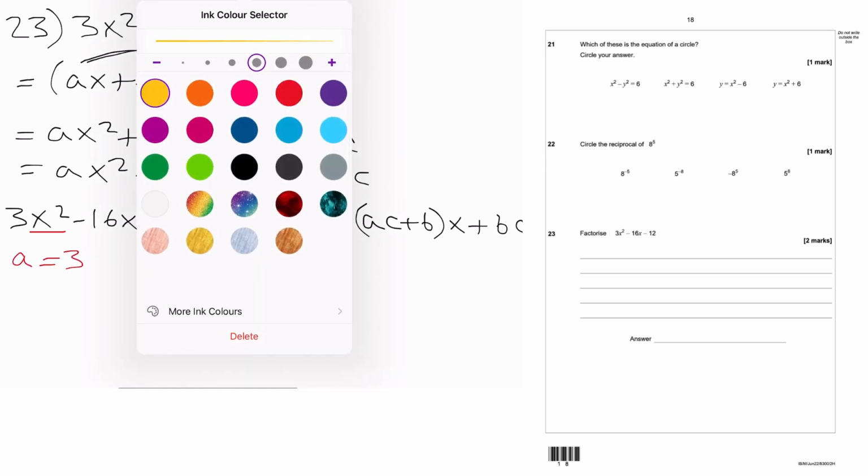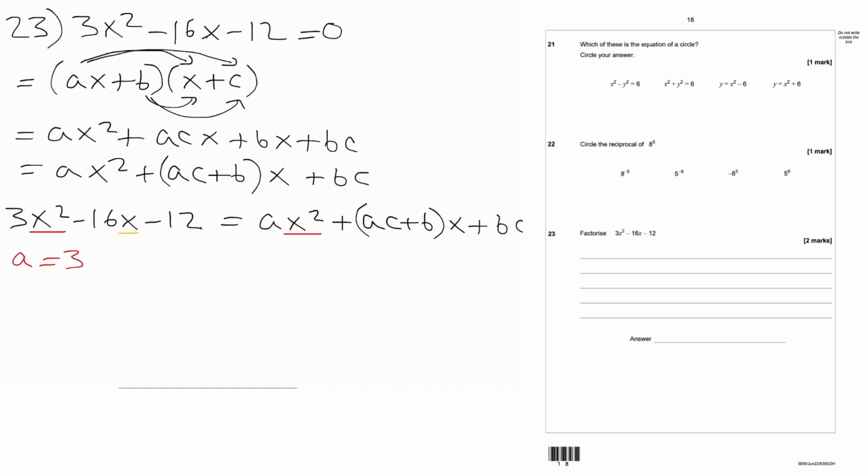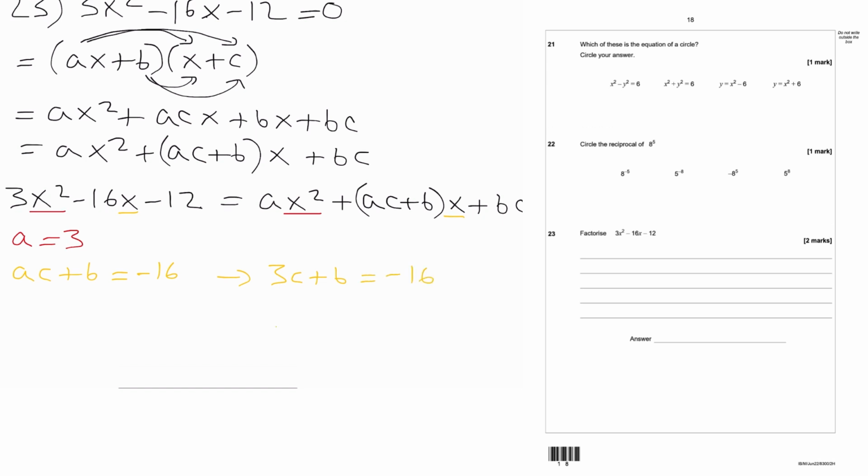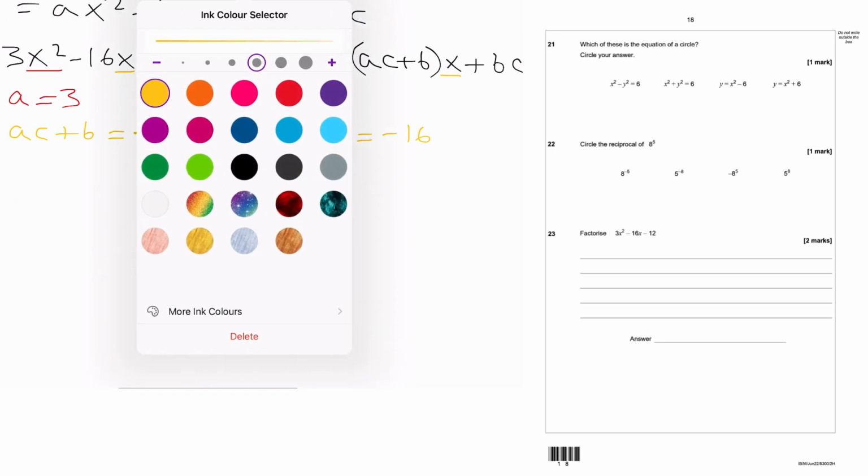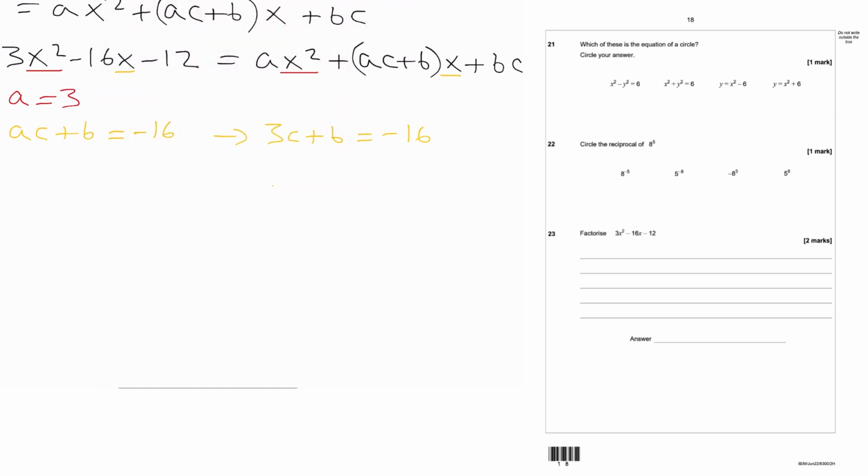Next, let's go with the yellow, and we're going to look at our x term. So our x term, we have ac plus b equals minus 16. Now we already know the value of a, we just worked it out, it's 3. So we can actually simplify this slightly. So we have 3c plus b equals minus 16. And let's choose nice green to finish off. And we have our number term. So we have our bc and we have our minus 12. So we have bc equals minus 12.